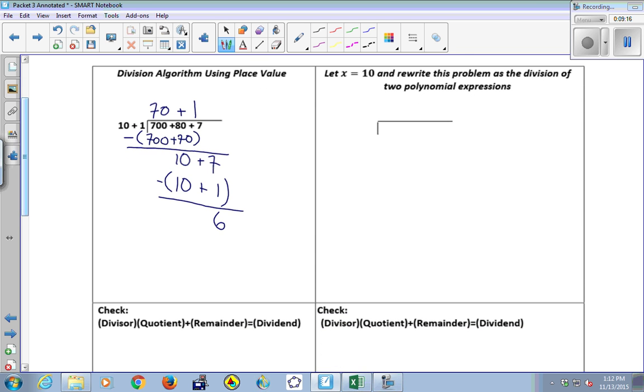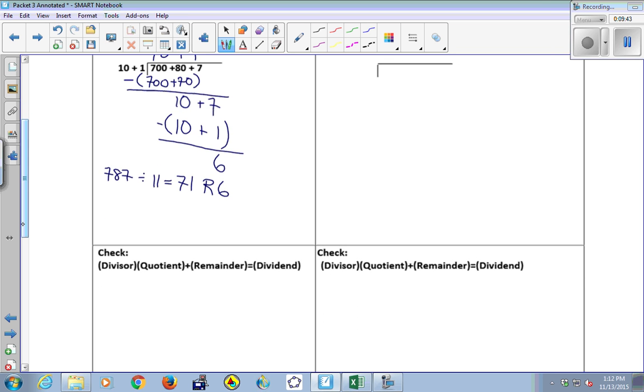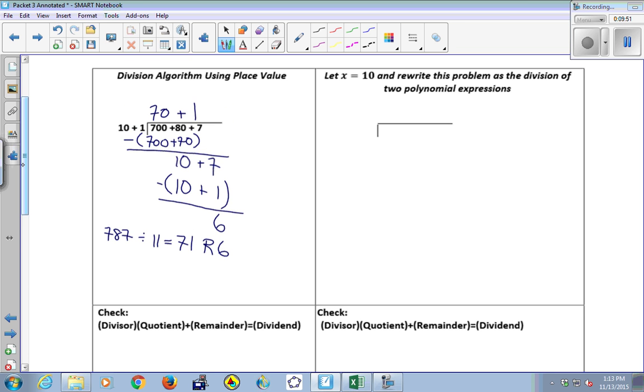So here, maybe I'll use my remainder value, right? So this says that 787 divided by 11 is 71, remainder 6. So I get the exact same thing. I just wrote everything out by place value. And then to check, I should be able to multiply things to get back to where I started. I should be able to multiply my 71 times my 11 and get the original number I started with.